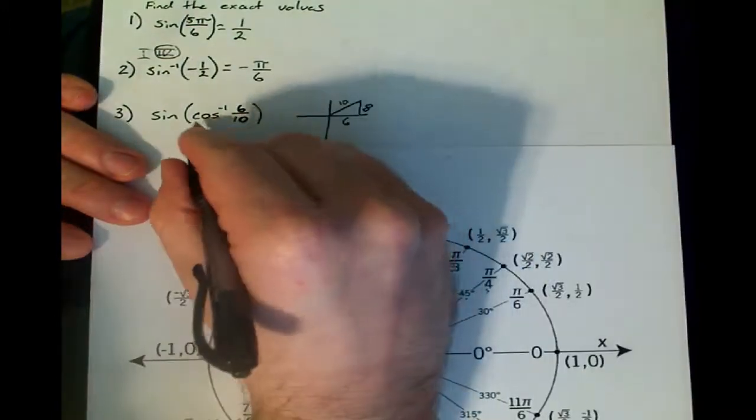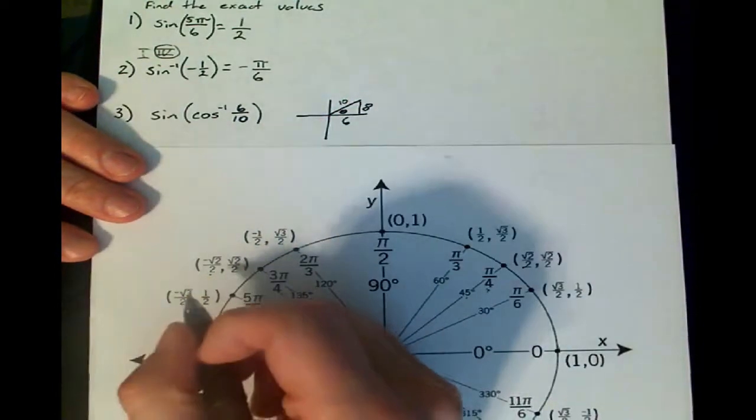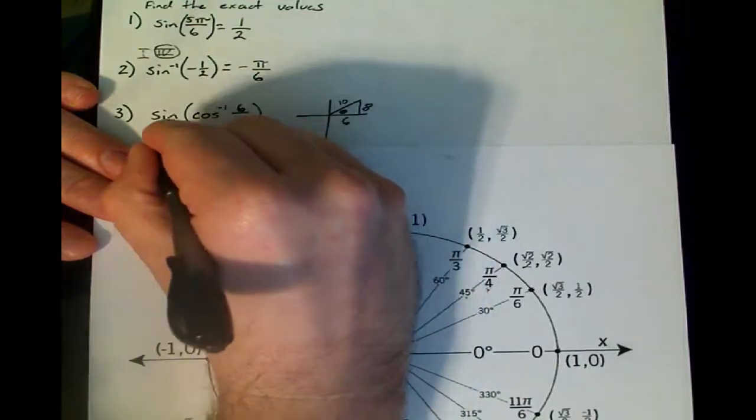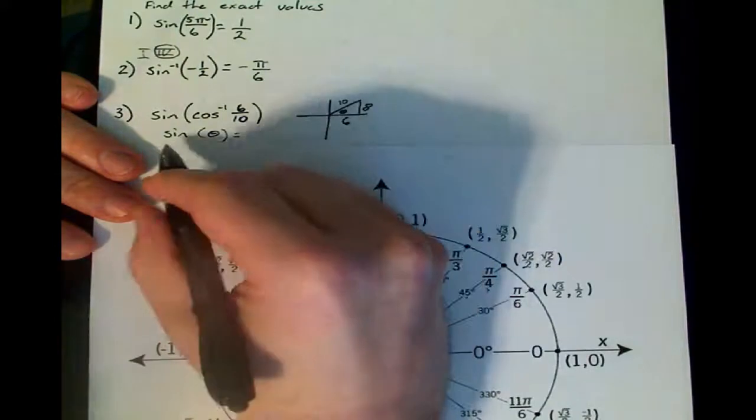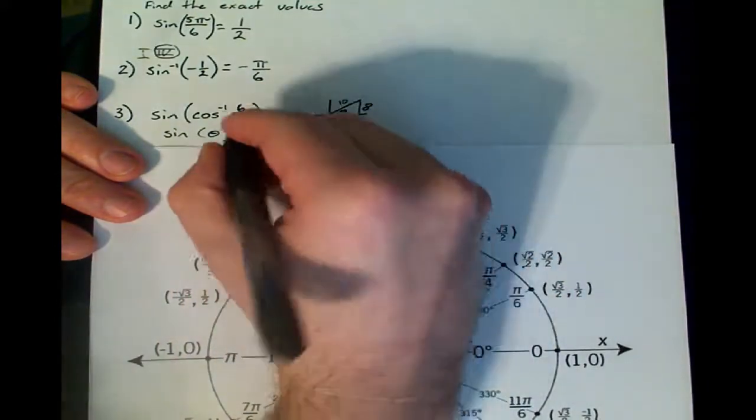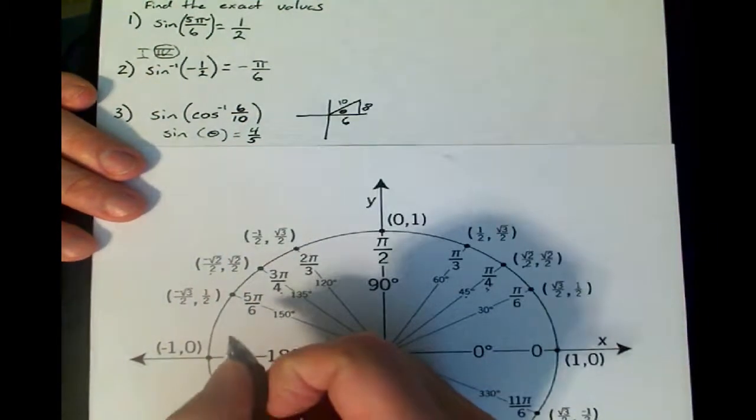Now remember, this problem right here actually finds theta right there. So that's theta. And all I have to do is bring down my sine and solve. So what is sine of theta? Sine would be 8 over 10 or 4 over 5. And there's your answer.